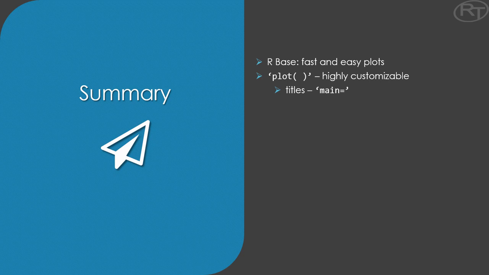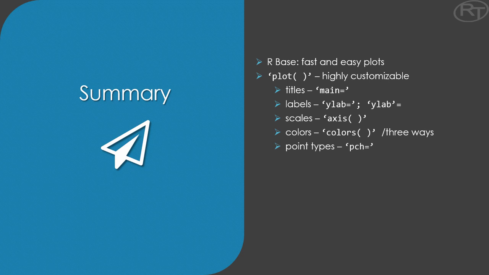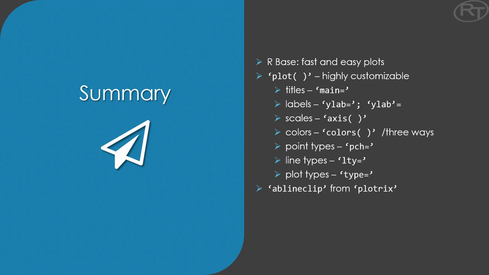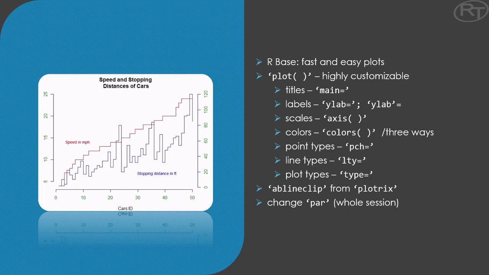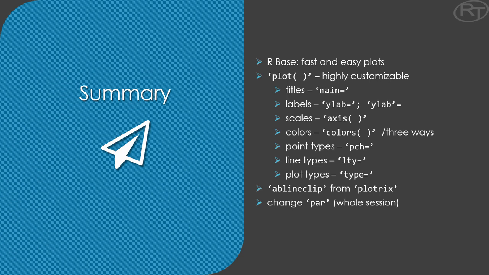We worked with titles, labels, scales, colors, point types, line types, and I even showed you the various types of the plot function. We were using an airplane clip of Plotrix, and I showed you how to change the par settings for a whole R session. With all of those different parameters, it's possible to get advanced plots like our car speed versus stopping distance step plot. And thanks to RStudio, it's really easy to export your plots.